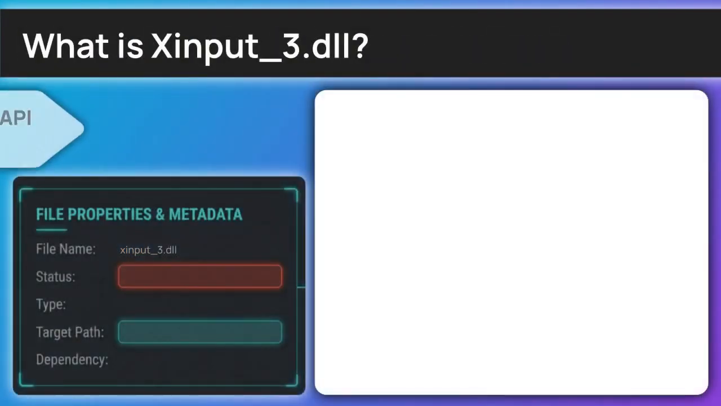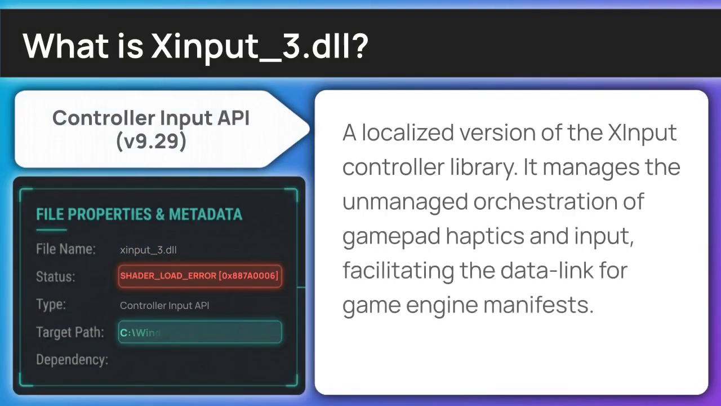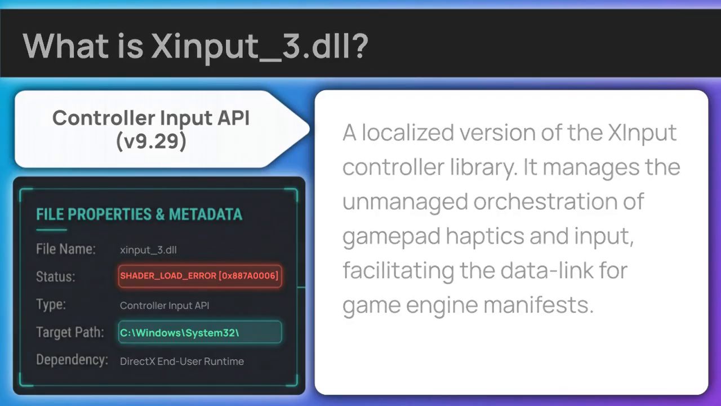This is the Xinput 3, a localized version of the Xinput controller library. It manages the unmanaged orchestration of gamepad haptics and input, facilitating the data link for game engine manifests. Now that the background is clear, let's walk through the actual installation steps.